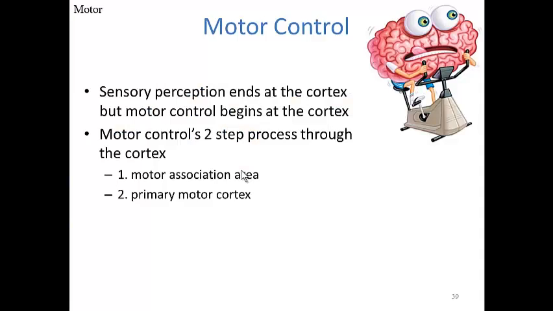Now we're going to take a look at motor control, how the cerebral cortex is involved with motor control. With sensory perception that we just talked about, sensory perception ended at the cerebral cortex. But with motor control, we're going to begin the controlling of our muscles. We're going to begin that at the cerebral cortex. Just like with sensory information processing at the cortex, we will go through a two-step process here for motor control. And we're going to use a primary cortex and an association area. But we do it in reverse. We're going to use the association area first and then the primary cortex.